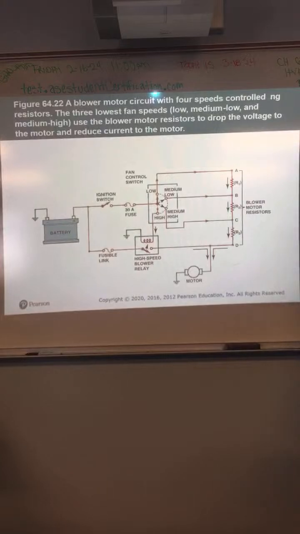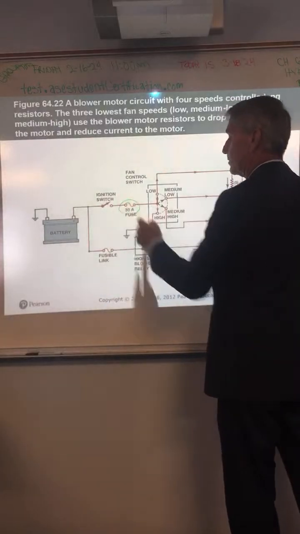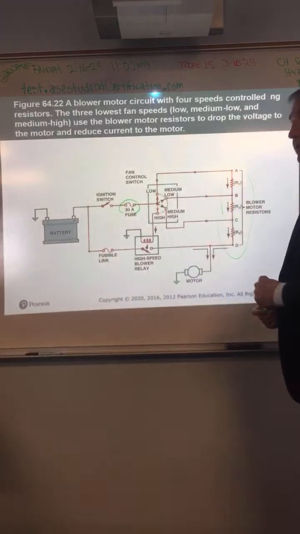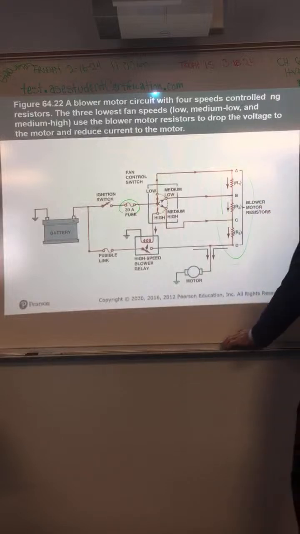I'm looking at it to where if the resistors go out, would the link go out too? No, it won't, because the link only has to do with the high speed and not the lower speeds. So if you only had high speed, the first thing you would do is make sure this fuse is good. And then, at that point, most likely that resistor block is bad.